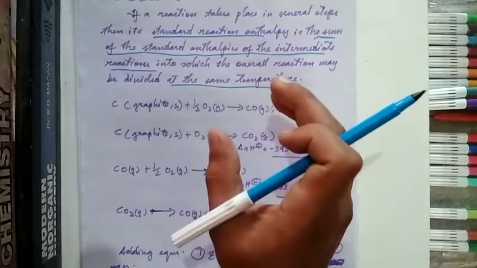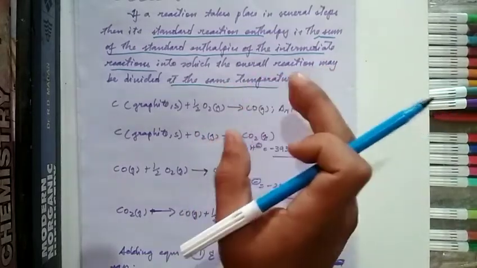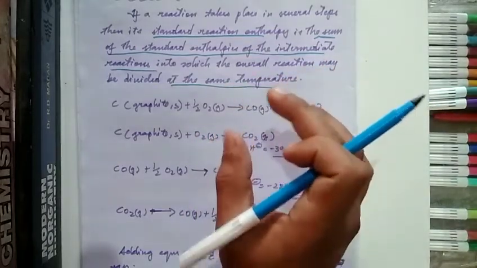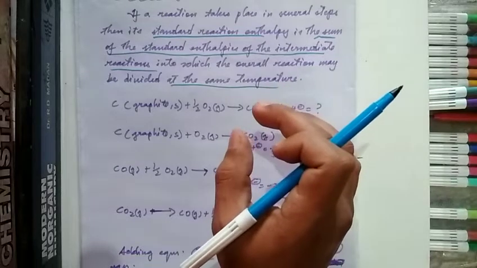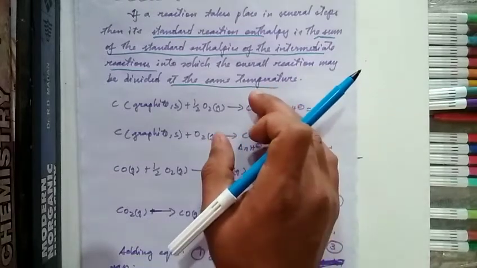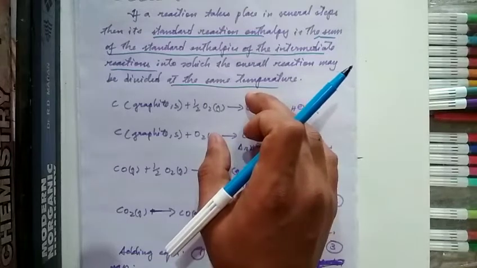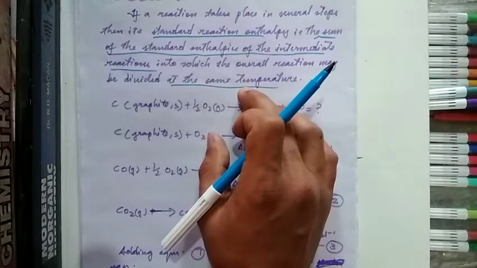We know that enthalpy is a state function. Since enthalpy is a state function, it does not depend on the path, but only on the initial and the final state.